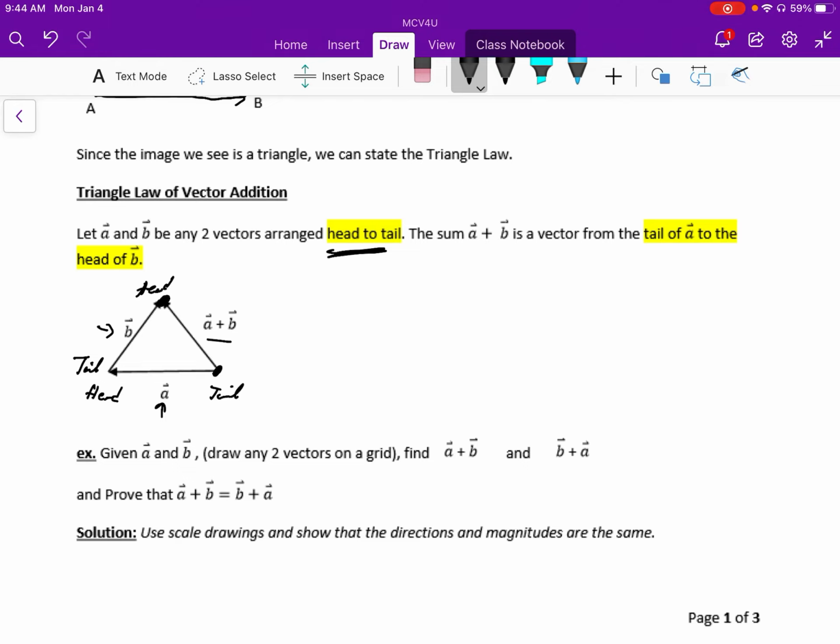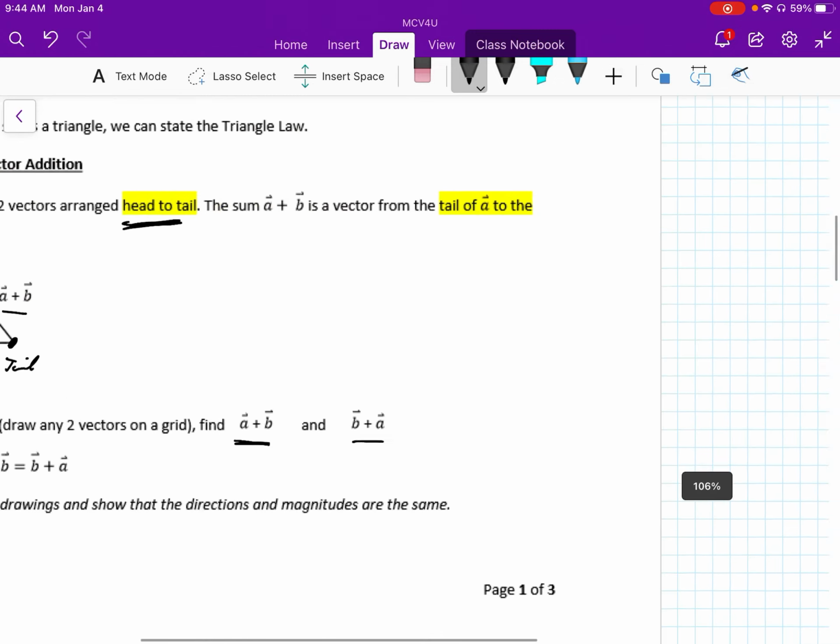So what I want you to do, when you take a look at this example, is prove the commutative law of addition for vector addition. The commutative law is basically saying that if we take two vectors and we have A plus B, and the same two vectors lined up as B plus A, we are going to end up with the exact same vector. That means it'll have the same direction and the same magnitude.